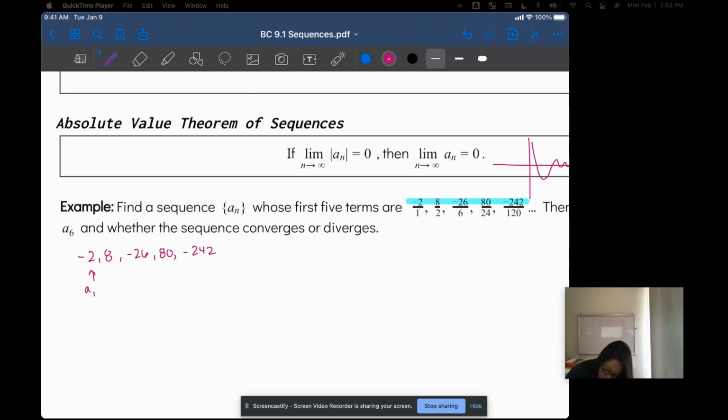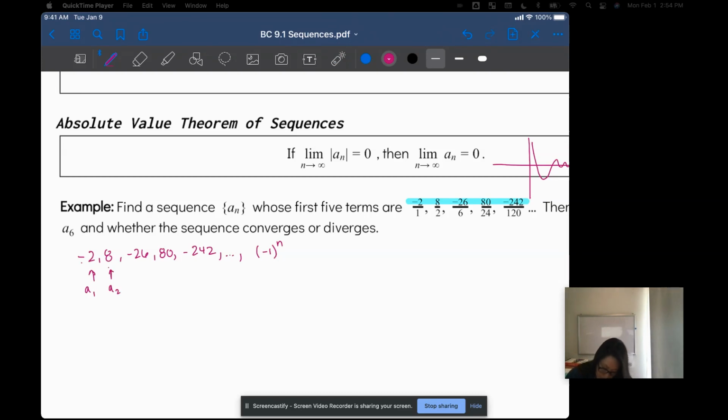Okay, something I notice is that the sign changes. So I have a negative and then a positive, a negative, a positive. So with that, I'm multiplying by a negative one somewhere. And then because the first term is negative, I'm going to want an odd number for my degree. So odd powers will give me a negative, even powers will give me a positive.